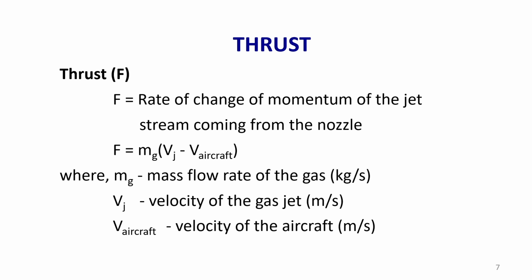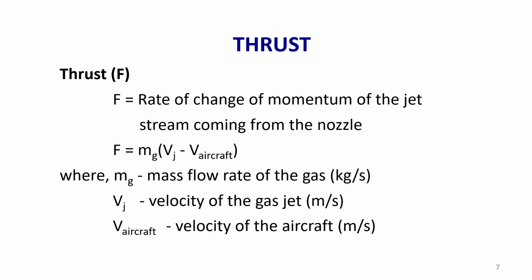Thrust: how do we calculate the thrust produced by the engine? We know F equals m a, where a is the rate of change of velocity. The product of mass and velocity is called momentum. So thrust is the rate of change of momentum of the jet coming out of the nozzle. There are two velocities involved. One is Vj, the velocity of the jet coming out of the nozzle.